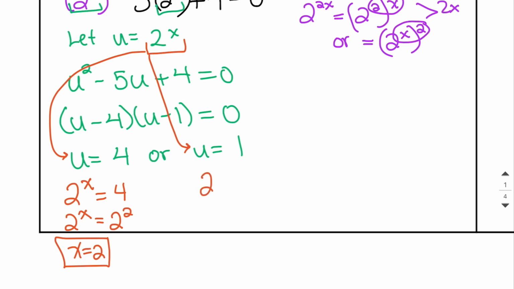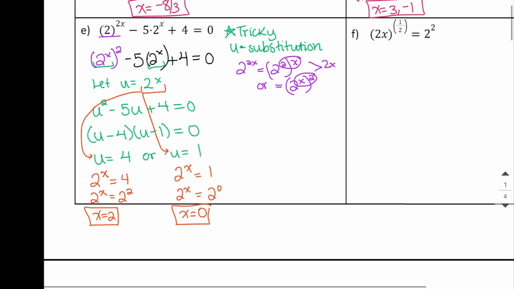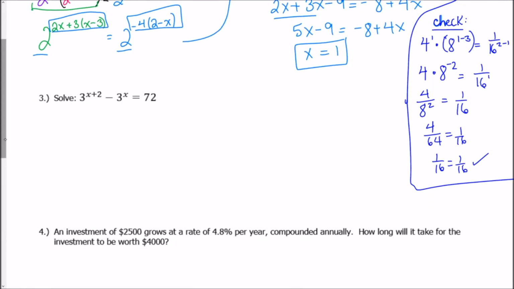Or I'm going to say 2 to the power of x equals 1. So 2 to the power of x is the same thing as 2 to the power of 0, because remember, anything to the power of 0 is always going to be 1. So x equals 0.